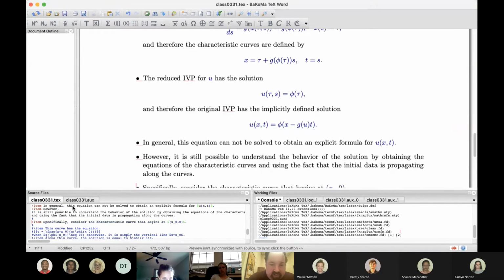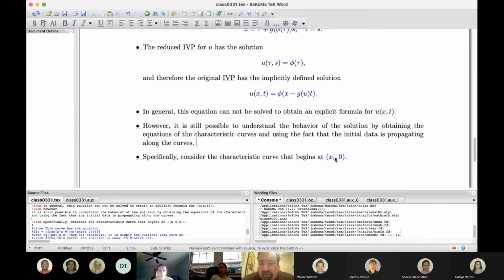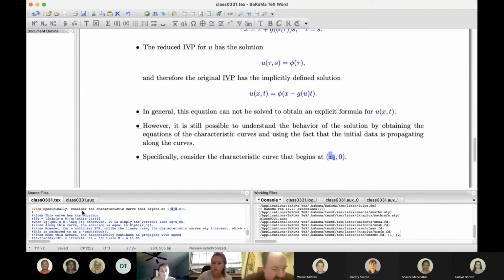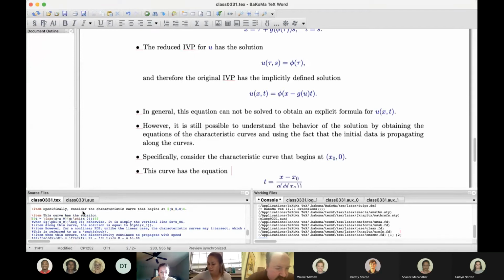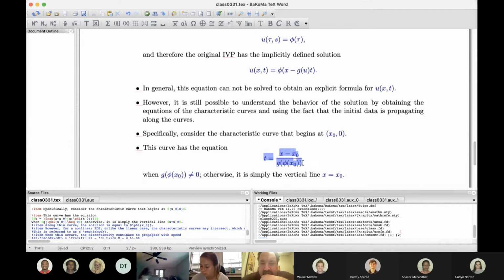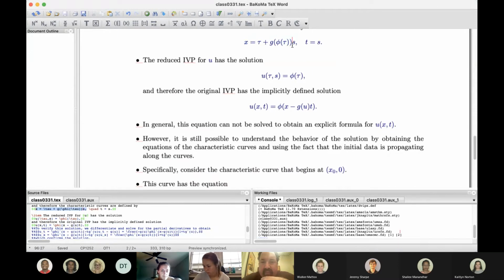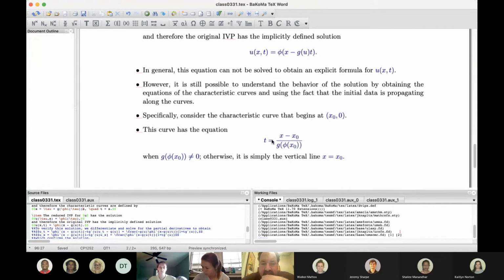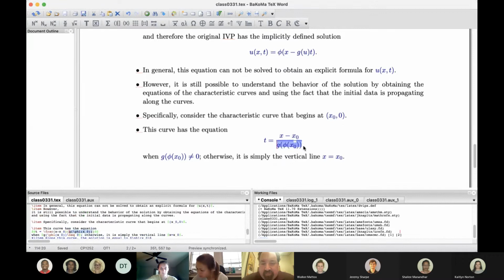So more concretely, suppose we have a curve that begins at a particular point x naught on the x-axis at time 0. So you can think of x naught as being tau in these equations here. A characteristic curve satisfies this equation, so a point x, t on the curve satisfies this. Actually, this equation right here all comes from rearranging this, where tau is x naught and s is equal to t. As long as this value of your coefficient g is non-zero, otherwise the characteristic curve would just be a vertical line.